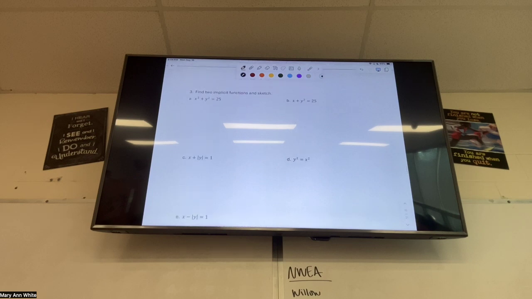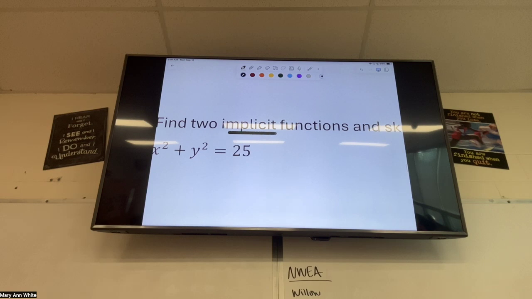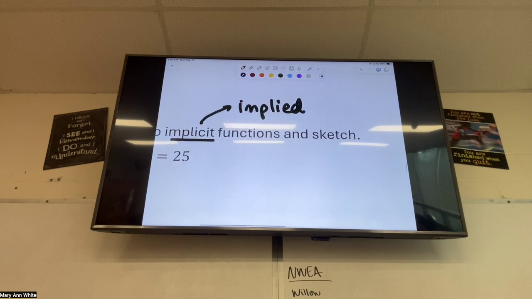Now I have directions that say find the 2 implicit functions and sketch. I assume we've never heard the word implicit. Am I correct in that? Implicit means implied. Do you guys know what implied means? Like if I say it's implied that you guys are quiet while I give notes, or it's implied that it's homecoming because we're all dressed up. Implied is like it's not explicitly said. It's just expected, suggested, assumed, those kind of words.